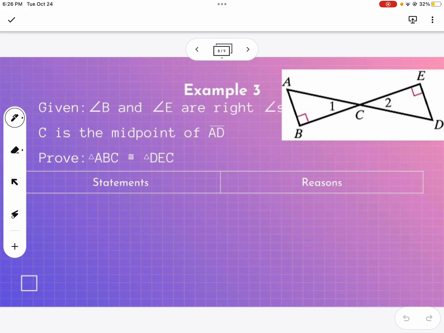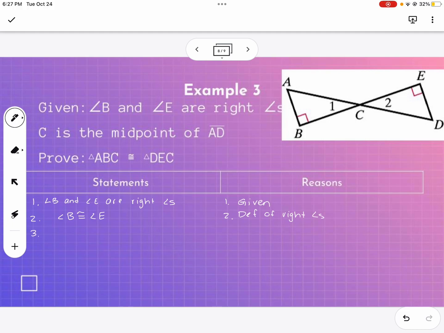So first thing we're going to do is we're going to write down our givens. Angle B and angle E are right angles. That's a given. What can I do with that? How does that help me? What does it mean for things to be right angles? Well, they equal 90 degrees. If they equal 90 degrees, then they must be congruent. So I'm going to go ahead and say angle B is congruent with angle E. Remember, you have to make that statement if you're trying to prove triangles congruent. And my reason here, just definition of right angles.